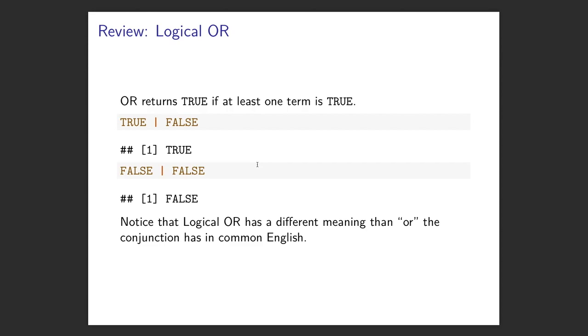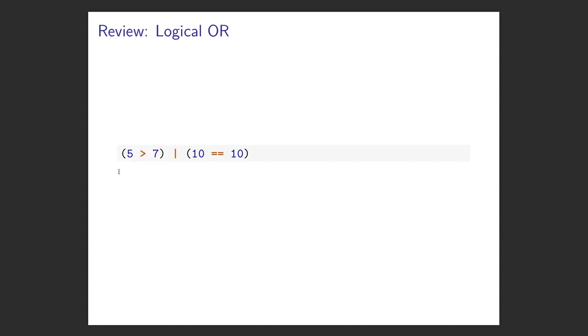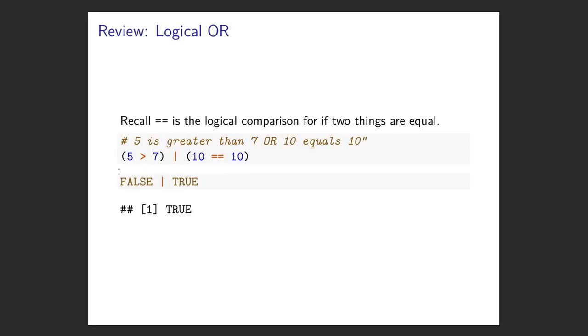Logical OR returns true if at least one term is true. So here we see we have one term true, true or false, so we get true. In the second example, we have false or false, so false is the result. See if you can do this one. So we break it down. We have 5 greater than 7, that's false. Then we have an OR, and then on the right side we have 10 equals 10. That's true. So we have one true, at least one thing is true here, so the whole thing is true.